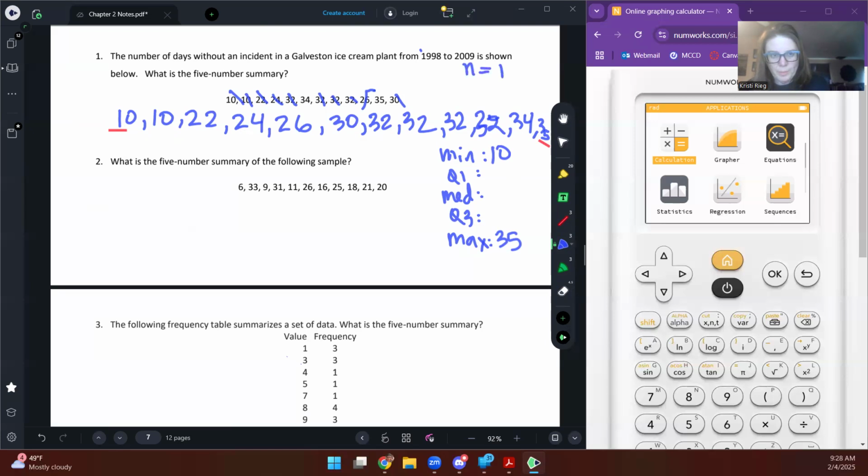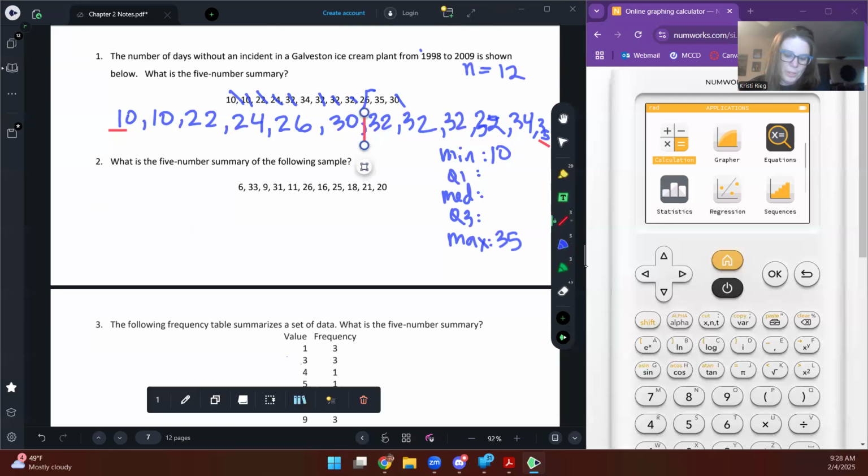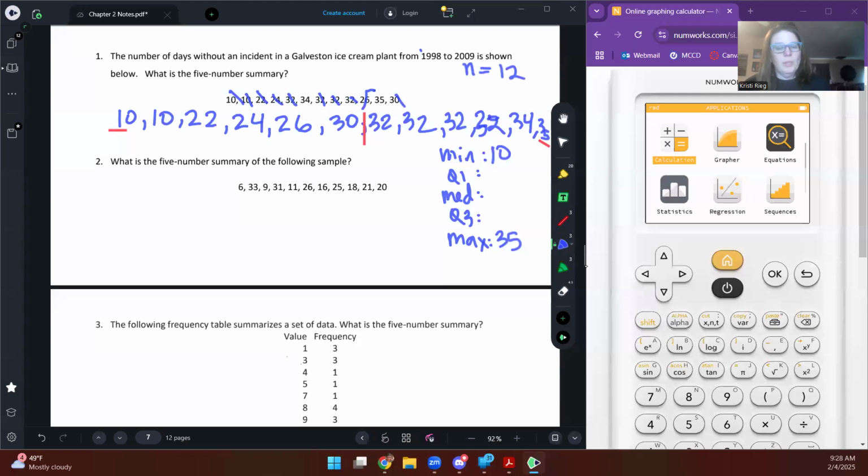So n equals 12, and that is even. So we're going to cut it in half. So there's 6 on one side and 6 on the other. So that's going to get us to the number 1, 2, 3, 4, 5, 6 right here in between 30 and 32. As we saw for a median, we're just going to add up those numbers and divide by 2. So in between 30 and 32 is 31. Now, I'm going to look at the median of this half and the median of this half. So this will give me Q1, and this one will give me Q3.